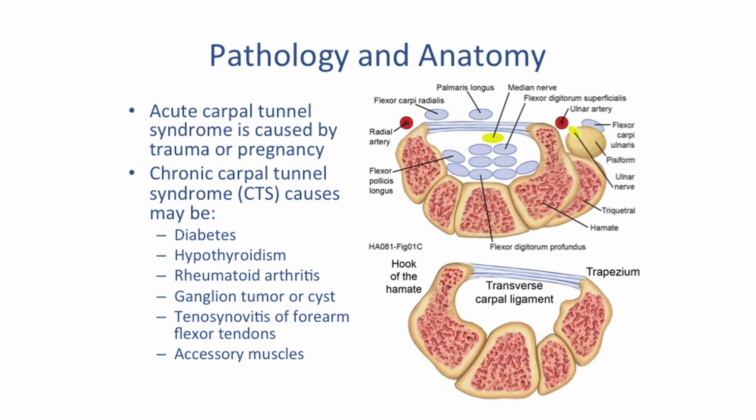So acute carpal tunnel can happen by trauma, or we were talking about pregnancy just a little while ago. And when it happens during pregnancy, it often happens on both hands. And that is usually resolved once pregnancy is over and the swelling and edema goes down. Chronic carpal tunnel, which we see the most of, can be caused by diabetes, or rather people who are diabetic have an increased rate of having carpal tunnel syndrome.